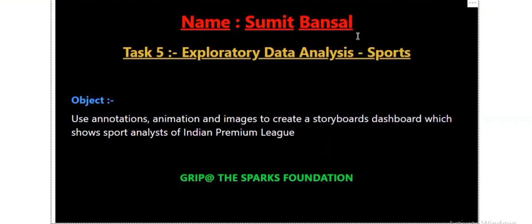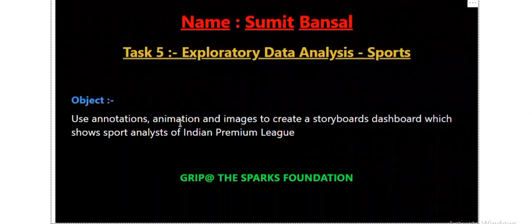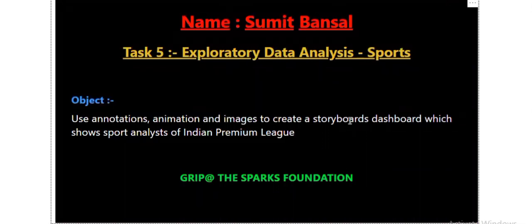Now I'm doing Task number 5, which is basically an exploratory data analysis of a sport. Basically, it's the Indian Premier League. The objective of this task is to use annotation, animation, and images to create a storyboard dashboard which shows a story analysis of the Indian Premier League. The tool which I am using is Power BI.